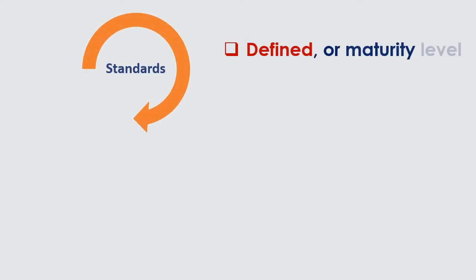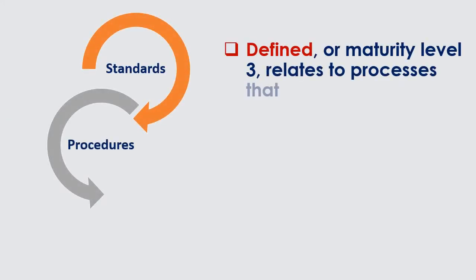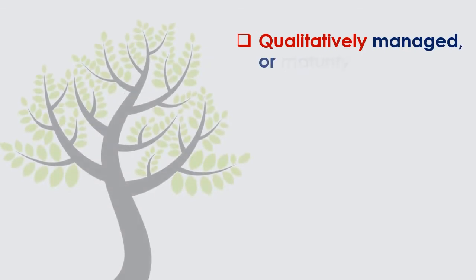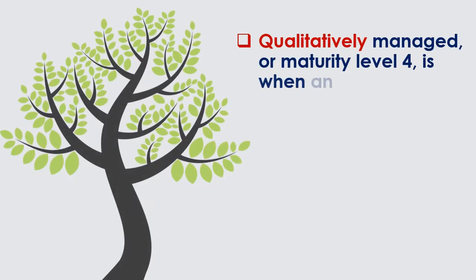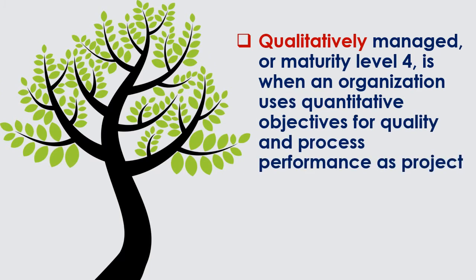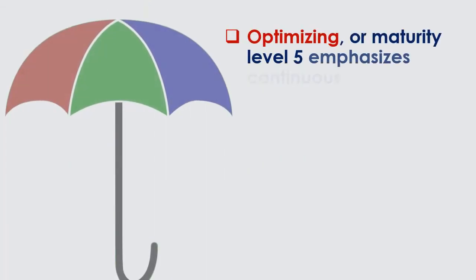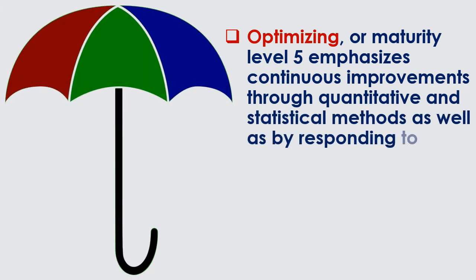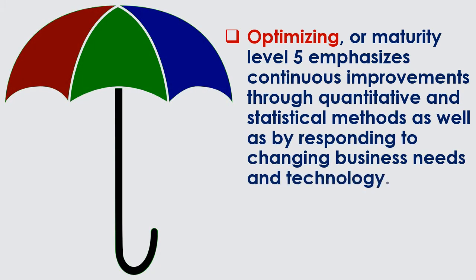Defined, or Maturity Level 3, relates to processes that are described in standards, procedures, and methods. Quantitatively managed, or Maturity Level 4, is when an organization uses quantitative objectives for quality and process performance as project management criteria. Optimizing, or Maturity Level 5, emphasizes continuous improvements through quantitative and statistical methods as well as by responding to changing business needs and technology.